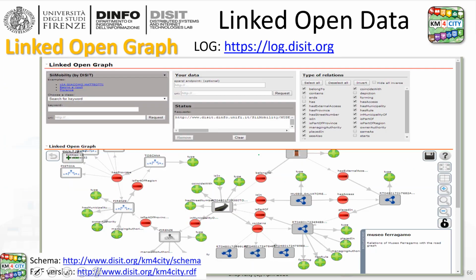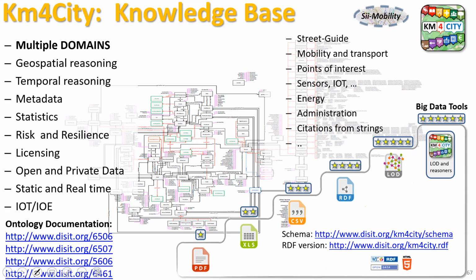So when you jump into the linked open graph, disit.org, it is possible to access and perform a semantic query in the knowledge base. The knowledge base is accessible as linked open data, so you can make a semantic query, but you can also access the single linked data when you need.